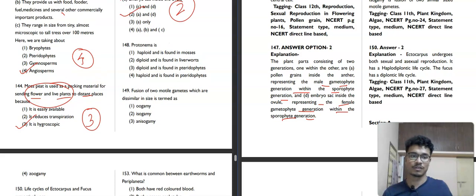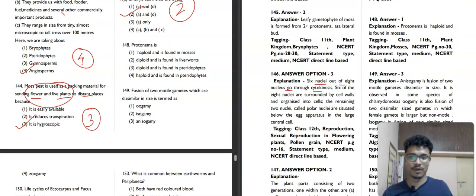Now we will move towards question number 148. Protonema. We just solved this question indirectly. Protonema is haploid and found in mosses. Is protonema haploid? Yes, it is haploid. Then where is it found? We found this in mosses. So the first option will be our correct answer. Let's read the other options as well. Diploid, no. Diploid, no. Haploid and found in pteridophyte is no. So the first option is our correct answer.